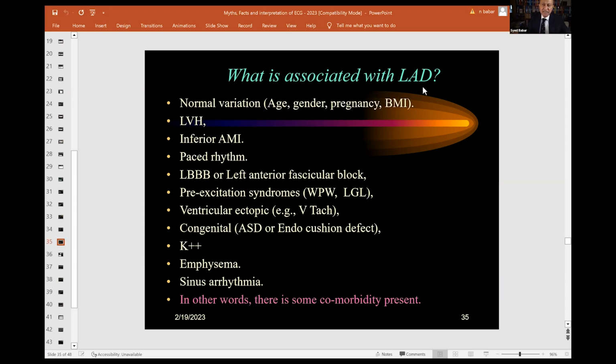What is associated with left axis deviation? This is associated with some sort of cardiac comorbidity, so it is almost never normal. On rare occasions, age, gender, pregnancy may cause this to be present without any illness. It's normally associated with left ventricular hypertrophy, inferior AMI, when there is pacing produced, left bundle branch block, and so on. It also is associated with hyperkalemia and emphysema.